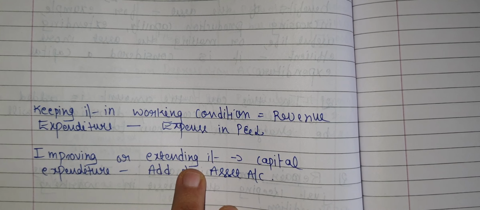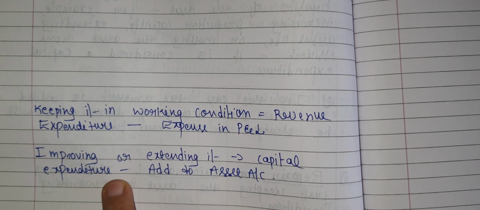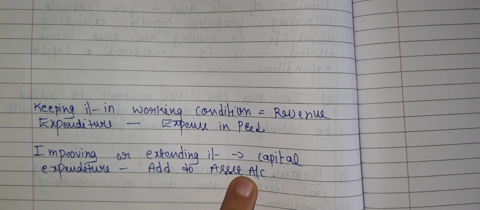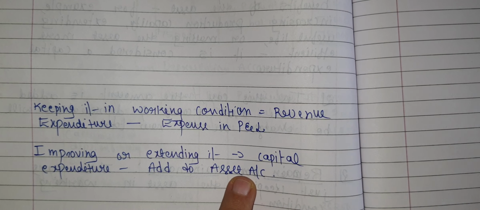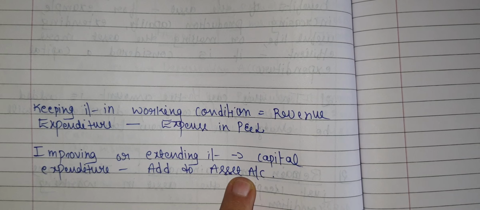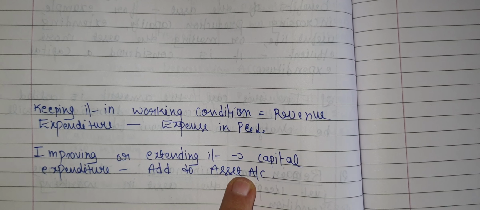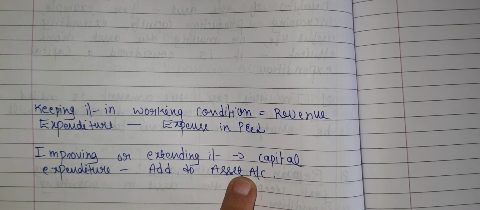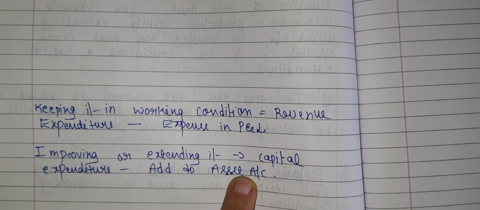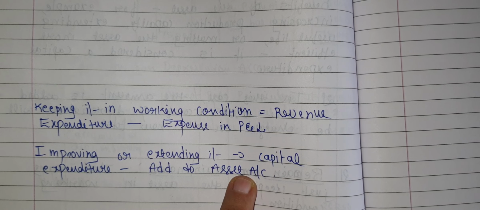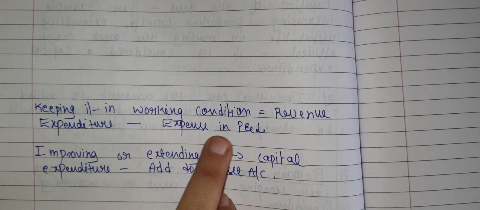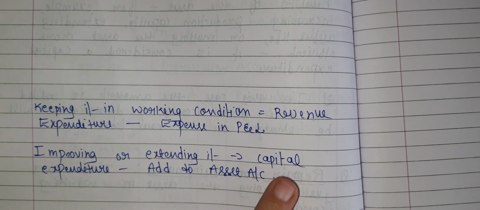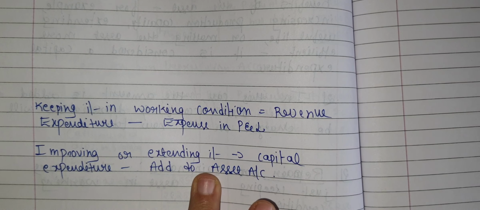And improving or extending it means capital expenditure, added to the asset account. How much they spend, we have to add to the asset account. In our example, they spent rupees 50,000 after 3 years. So that 50,000 we need to add to the machine's cost of rupees 2 lakh, totally rupees 2 lakh 50,000. Clear? If it is a revenue expenditure, then we expense it in profit and loss account. And improving or extending it is capital expenditure, added to the asset account.